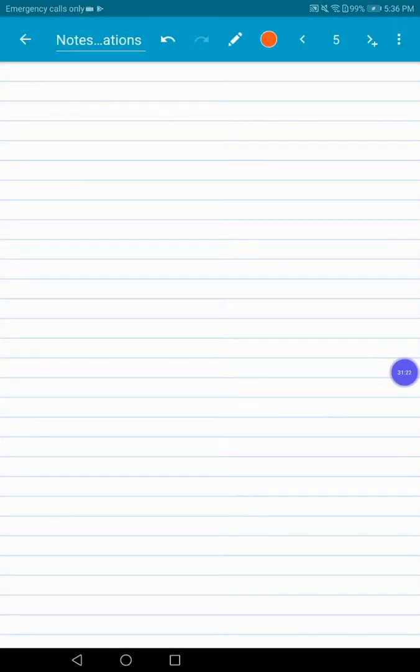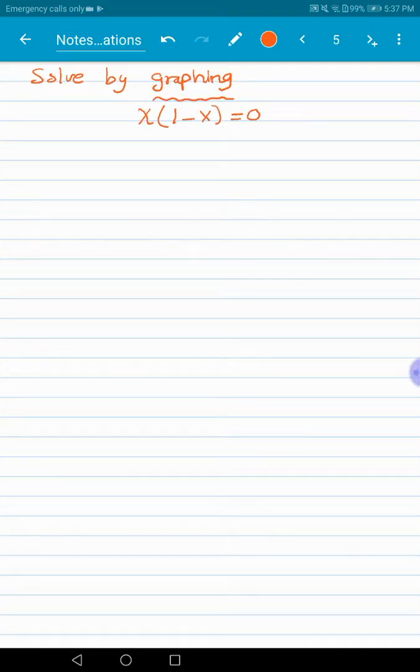Solve by graphing x times 1 minus x equals 0. This is a quadratic equation but it's written in factored form. The question here is to solve by graphing, actually, not by factoring. So we need to write it in standard form.